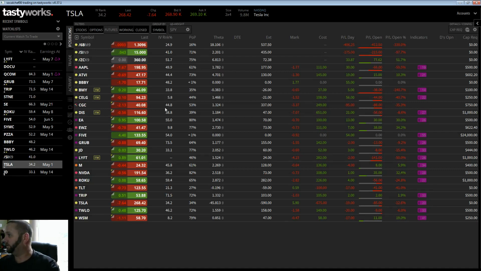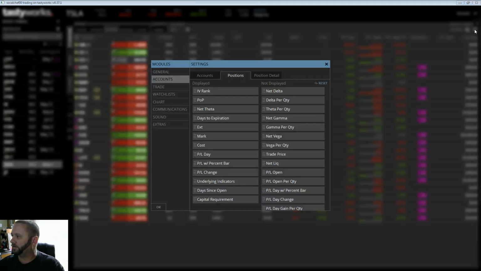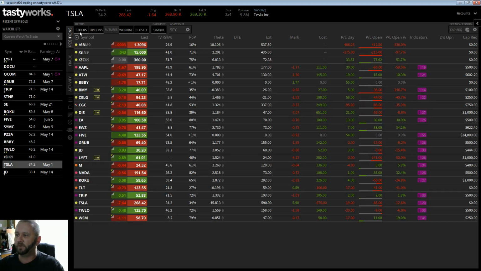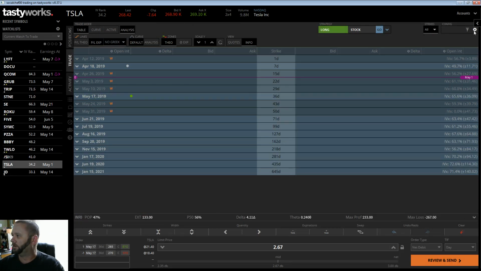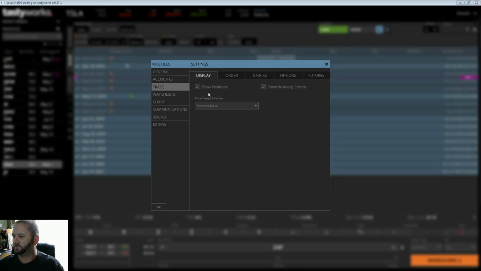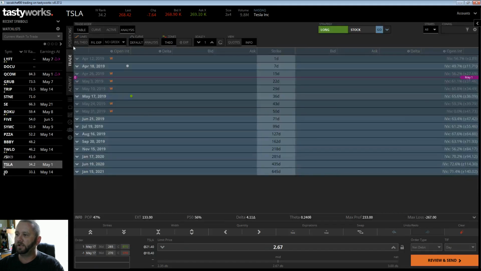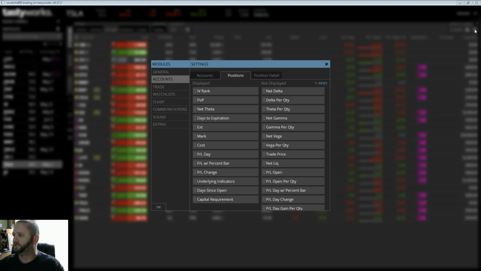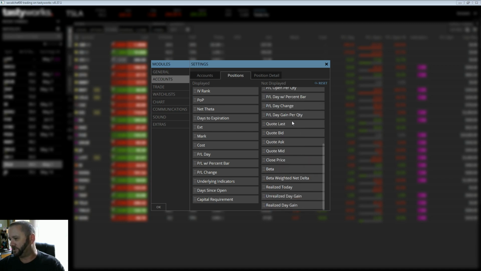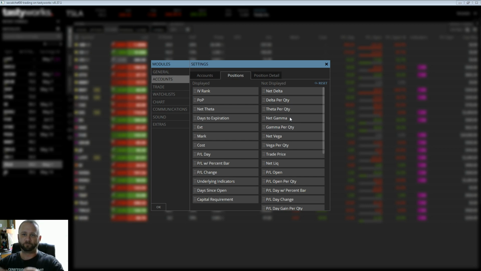But if you go to the little cog or whatever here, it'll bring up the settings tab. And the one thing about Tasty, no matter what spot you're on, it automatically displays to that section you're in. So here on your positions tab, here's what I have. Here are all the options I could still put in. Okay.